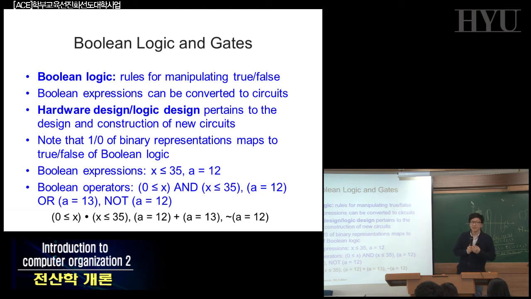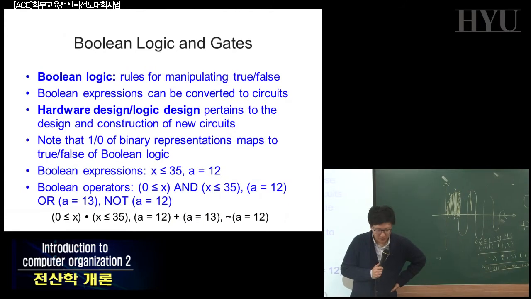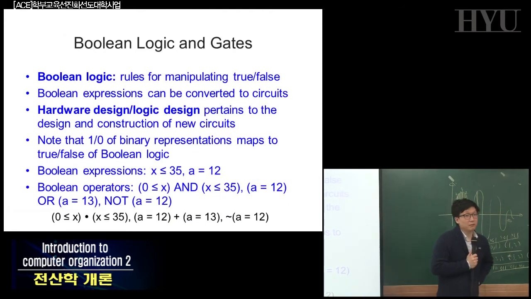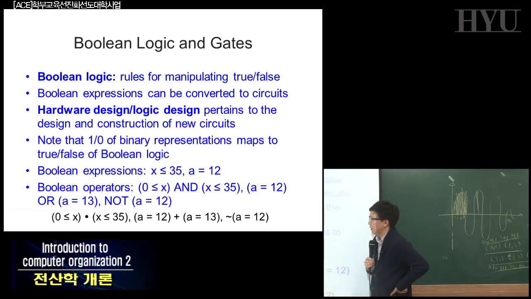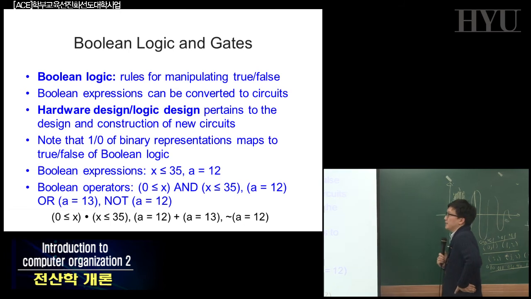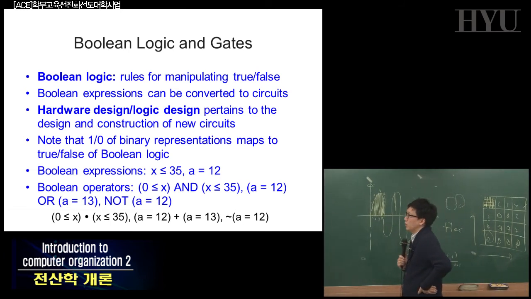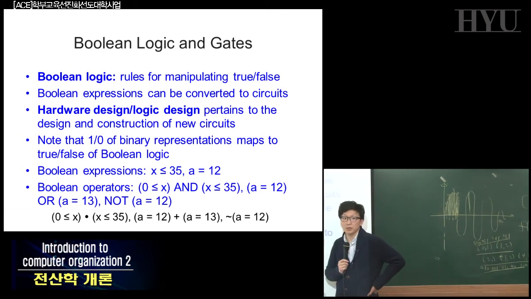If I have the design, I can simply use this type of transistors to actually implement that. 0101이 다 나와 있어. 이걸 가지고 만들 거 아니에요. 그렇죠? Boolean expressions can be converted into a circuit because Boolean logic can be written in 0101 ways, simply converted to a circuit design. Hardware design, logic design pertains to the design and construction of a new circuit. Note that 0110 binary representation maps to true and false of the Boolean logic.